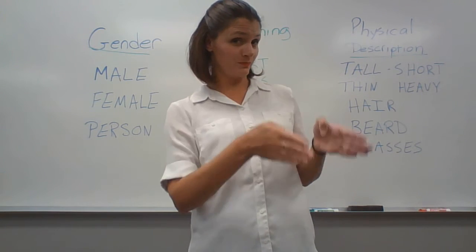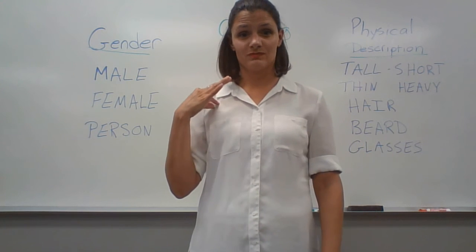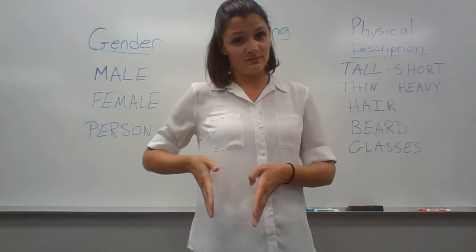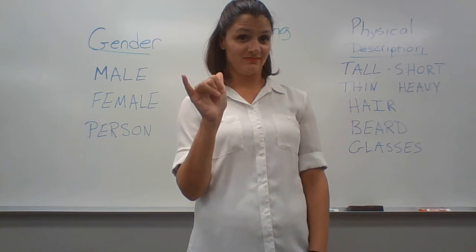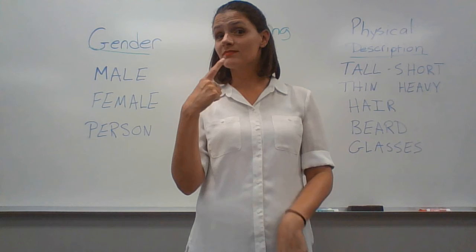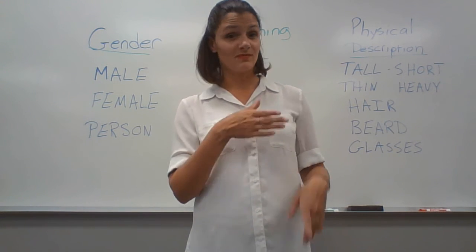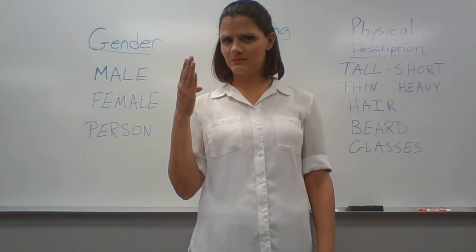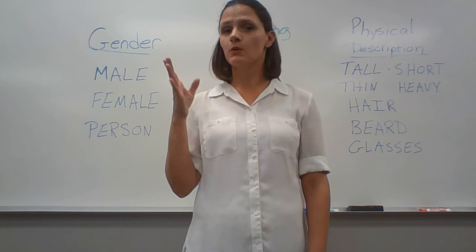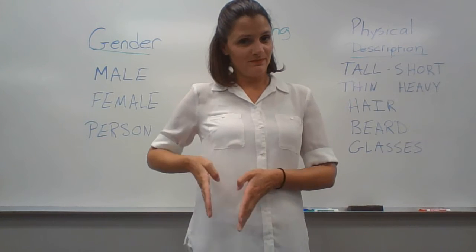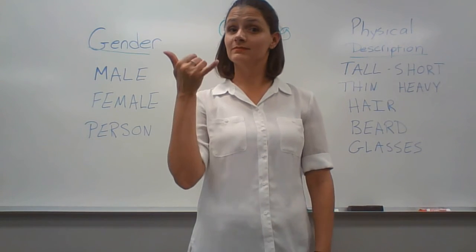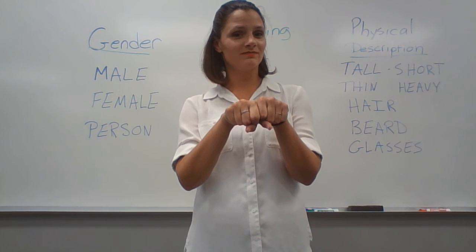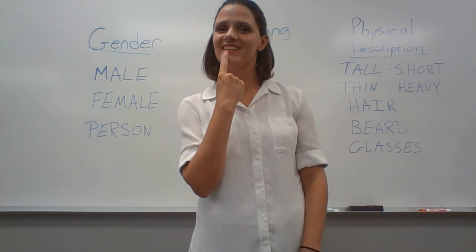Again. Person. Shirt. Blue. I think that's what I said the first time. We're going with blue. Blue. Pants. Yellow. Shoes. What did I say? Red.